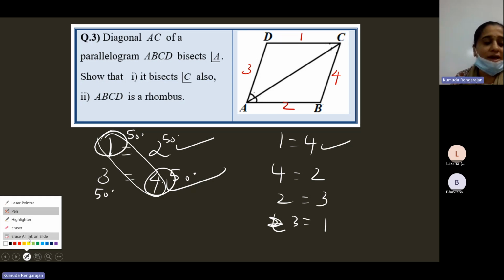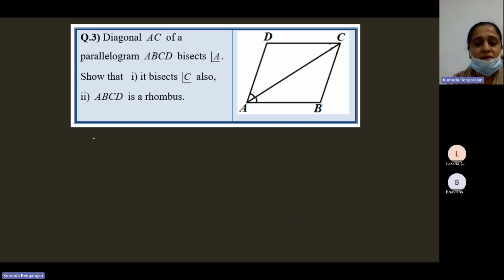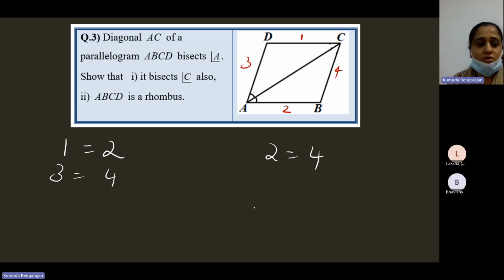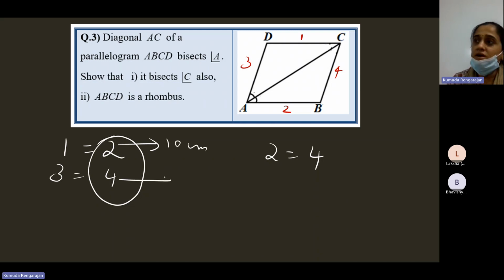Okay, but I took angles. They're actually sides. Let's give some lengths now. So side 1 is equal to side 2. Why? Opposite sides equal. Side 3 is equal to side 4. Opposite sides equal. In this situation, prove any one pair of adjacent sides are equal. Supposing you prove that 2 is equal to 4. Okay, now say 2 is 10 centimeters. Then how much is 4? 10 centimeters. But 2 and 1 are already equal.